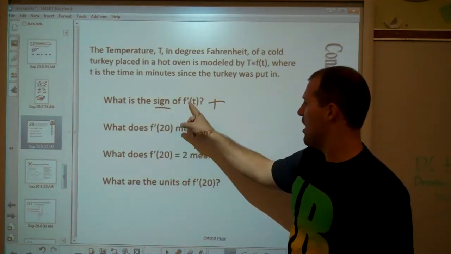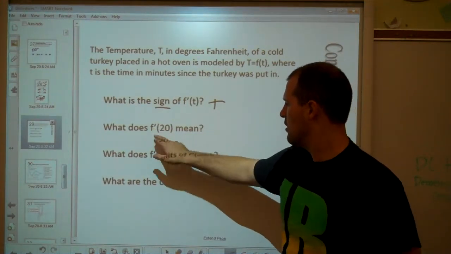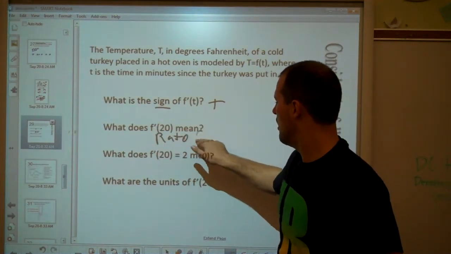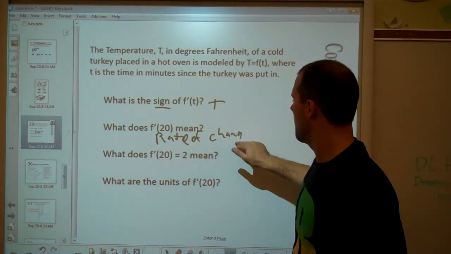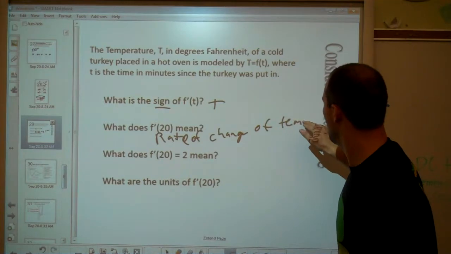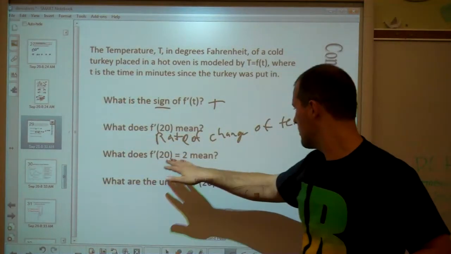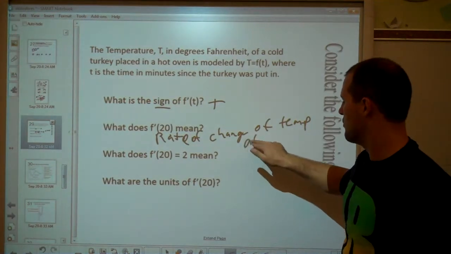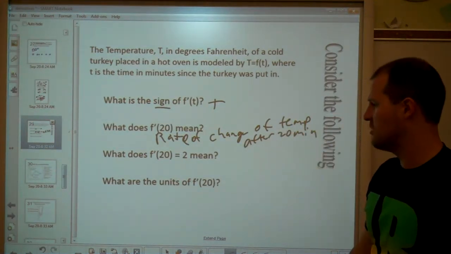Okay, well, f prime was the rate at which the temperature is changing. So this is the rate of change of temp. And then what's the 20? Okay, we were told t is time in minutes, so it's the rate of change of temperature after 20 minutes. And it's that instantaneous rate of change.